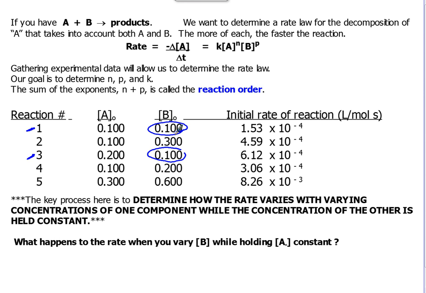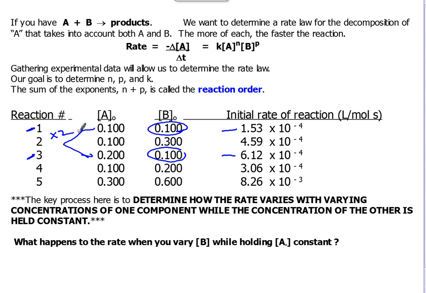See, B is not changing. So if it's not changing, the rate is, though, isn't it? Is the rate changing? But B isn't. So B can't be impacting the rate right now because they didn't change it. All of that change in rate is due to what they did to A. What did they do to A? They doubled it, didn't they? What happened to the rate?